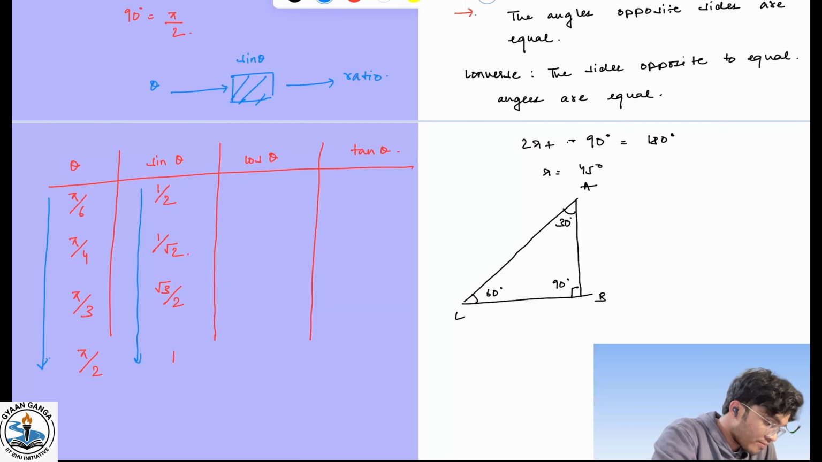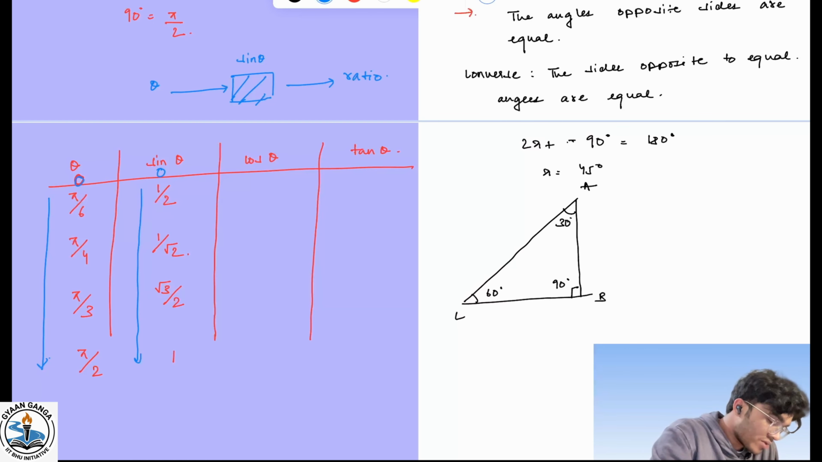Although 0 is not common to a triangle, obviously in a real triangle it's not possible to have one of the angles as 0 degree, because the values of trigonometric ratios corresponding to 0 is important, so I'll put it on top of the table. So 0, I'll mark it by blue. The value of sine 0 is actually 0. So basically what I wanted to highlight is that between 0 and pi by 2, sine is an increasing function.